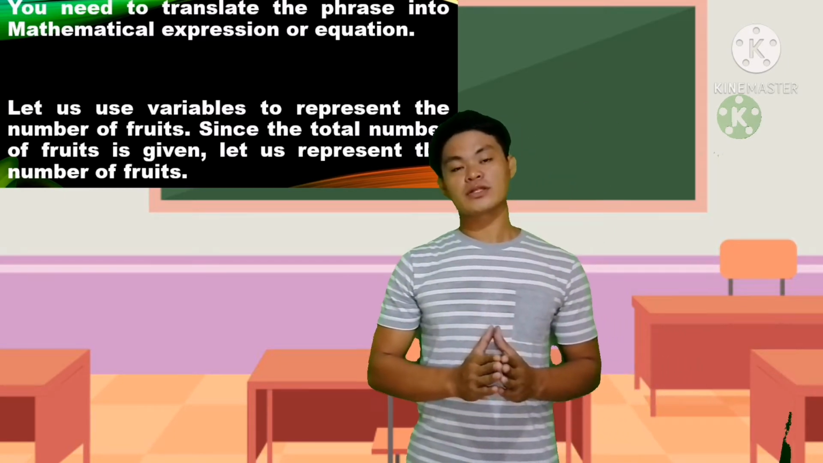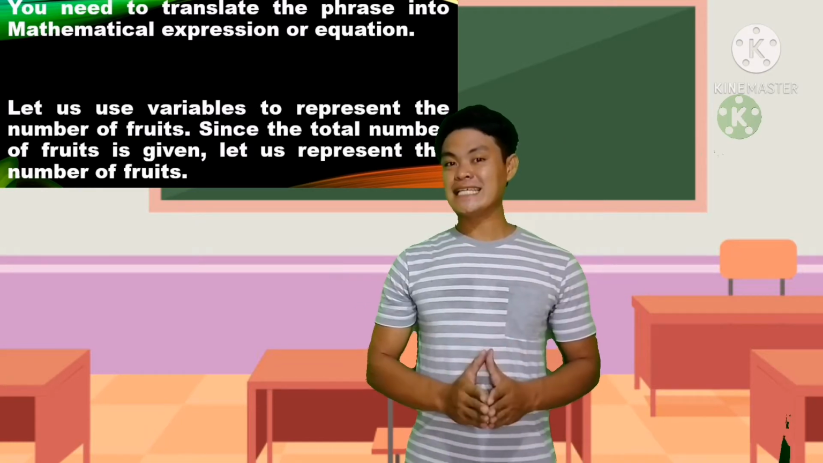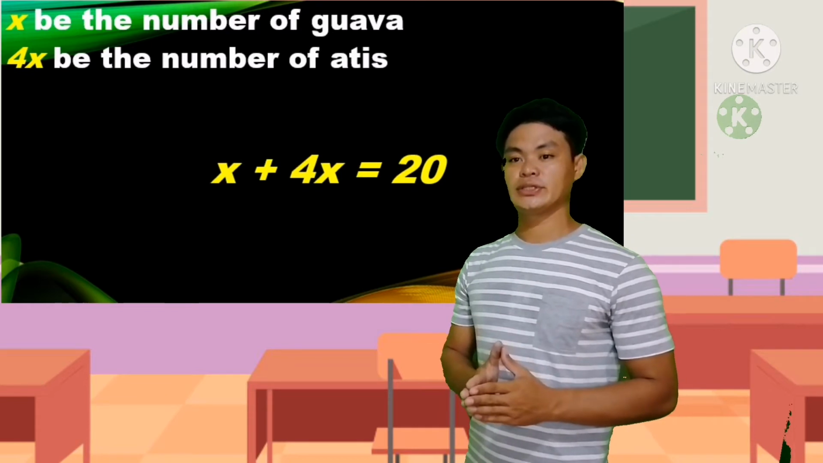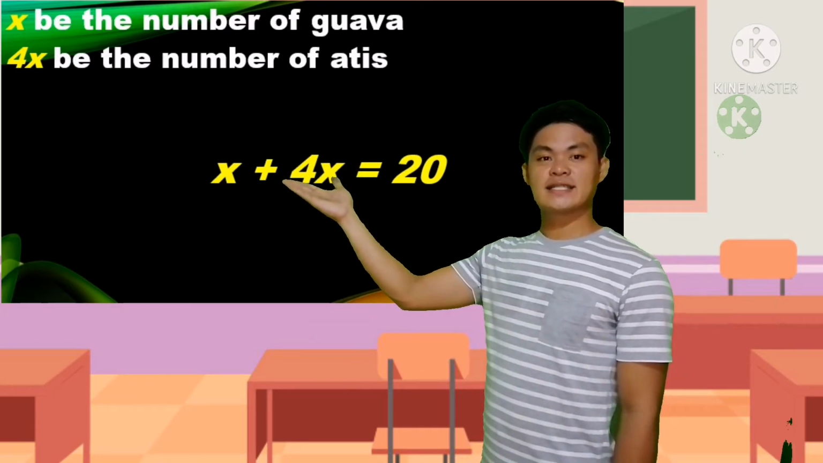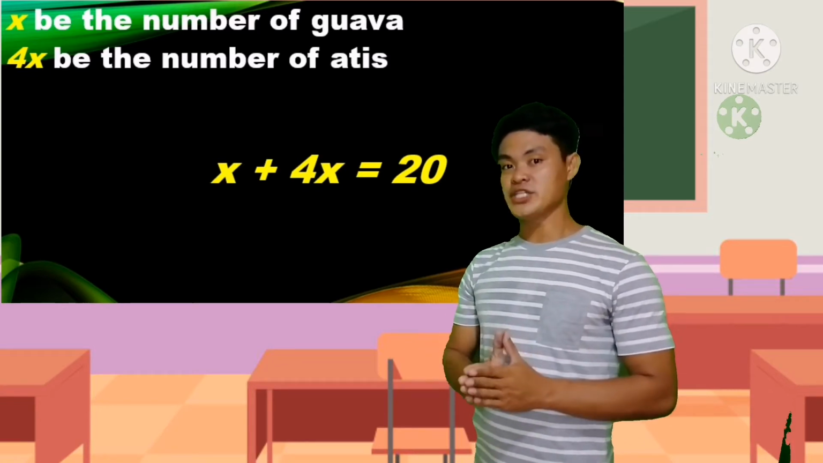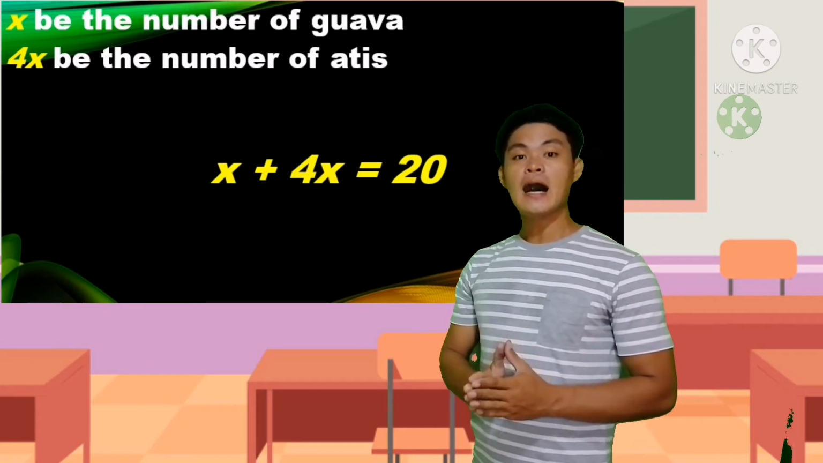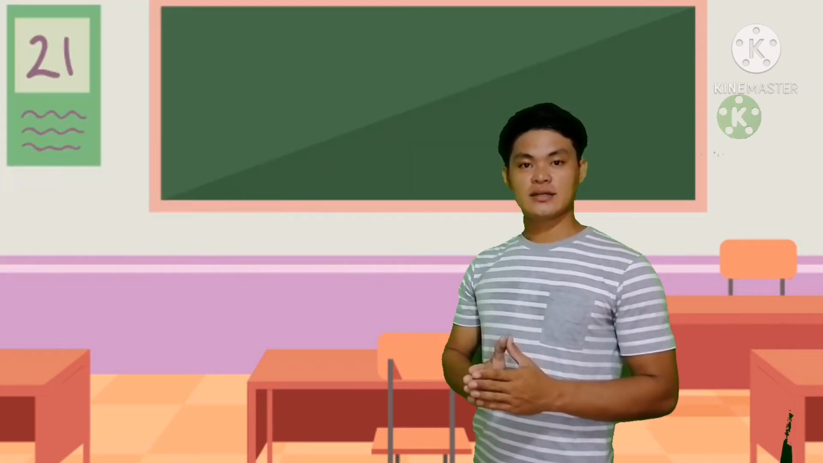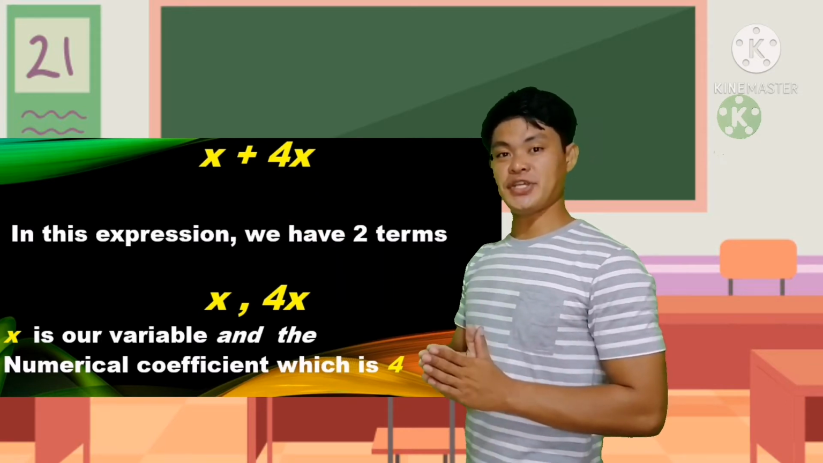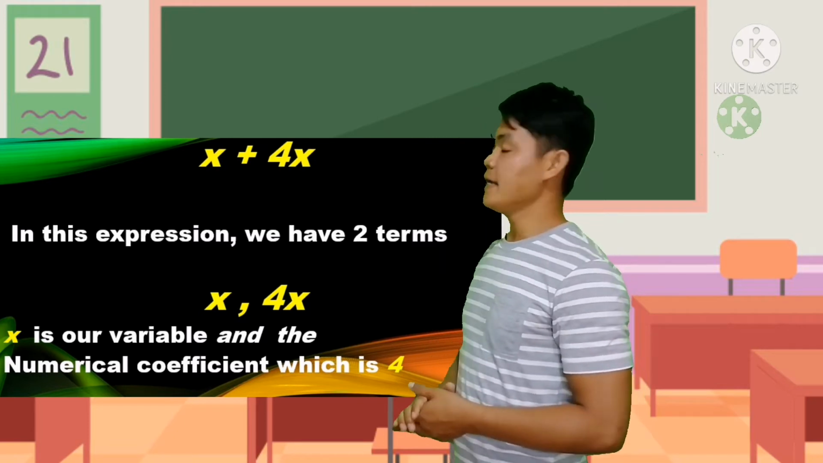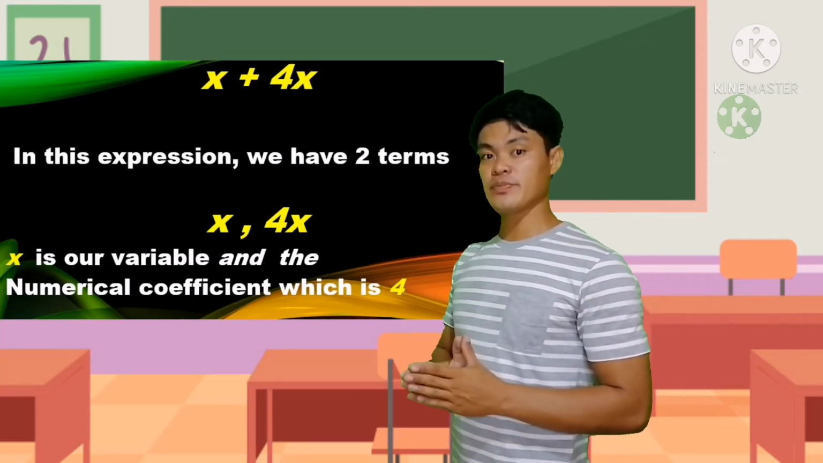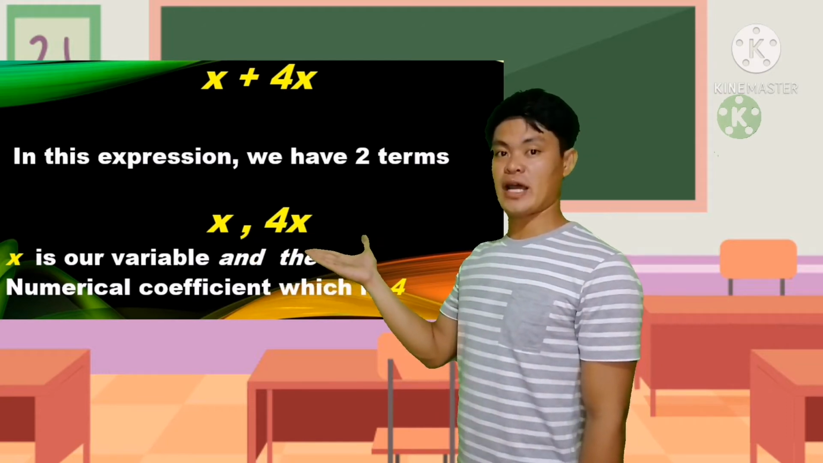Now, let us use variables to represent the number of fruits. Since the total number of fruits is given, let us represent its number of fruits. Let x be the number of guavas and 4x be the number of atis. So, our mathematical equation in this problem is x plus 4x equals 20. Let us study this expression. x plus 4x. As you can see, this expression is joined by a plus sign. Therefore, we have 2 terms in this expression. Our terms are x and 4x.